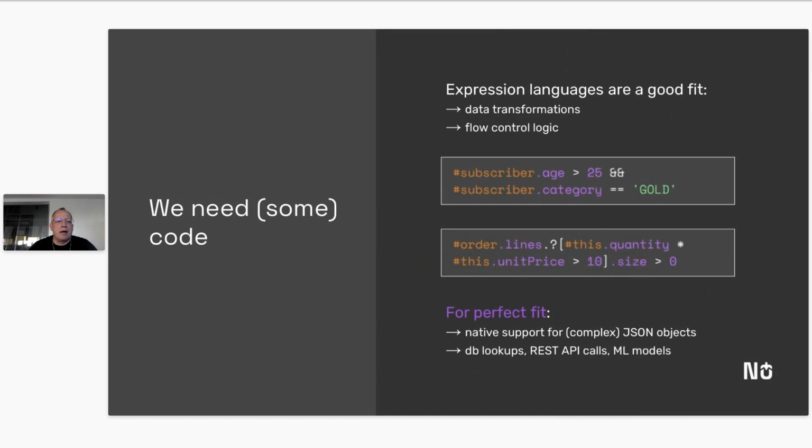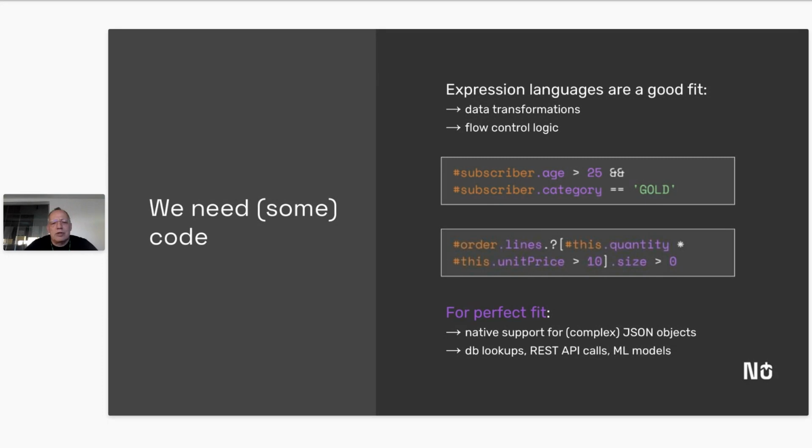What is next? Drawing from the success of spreadsheets, yes, we need some code. We need code for two reasons: to express data transformations, and to encode our Boolean conditions for flow control logic. Again, expression languages, from the same family of languages that spreadsheets use, would be handy here. Anything which is an expression language would be fit for the task.